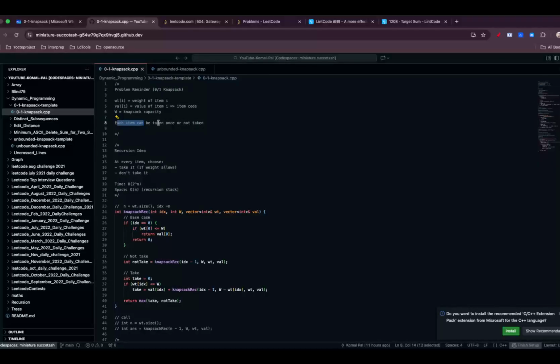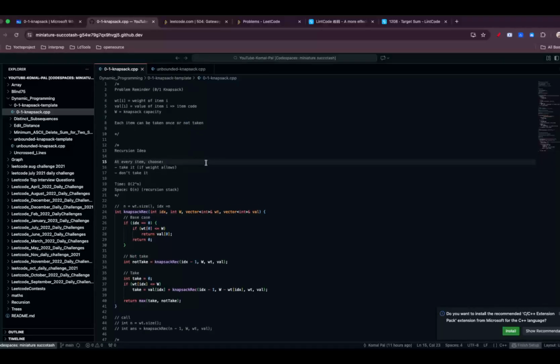Each item can be taken once or not taken. So basically, at most once we can take any item. That's why either you need to choose this or you don't need to choose. That is how the problem statement always is for a knapsack. It's an inclusion-exclusion question. You either include or exclude that particular item so that you can attain the maximum number of items stored in that container.